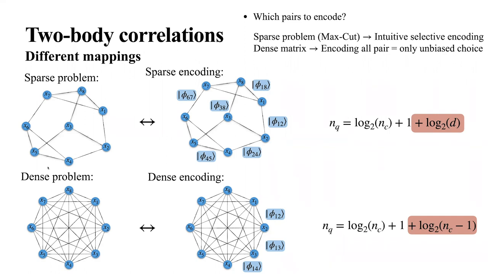If I have a dense problem, like everybody talks to everybody, then there's no structure in it. So it becomes very arbitrary what type of pair I choose. The only unbiased choice would be to encode all pairs. Okay, so like all the lines are encoded. And in that case, it takes me many more qubits to do that, but I can encode all pairs if I want. Okay, so that's kind of a choice, and it's a big deal. When you do this protocol, you need to wisely choose which pairs you would encode.